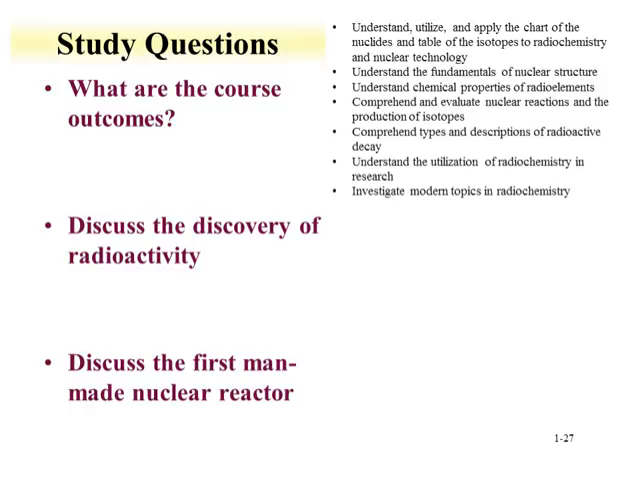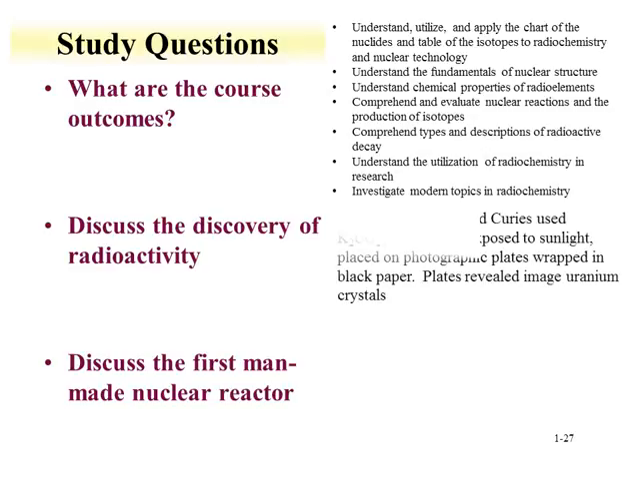Well, the course outcomes are understand, utilize, and apply the chart of the nuclides and table of the isotopes to radiochemistry and nuclear technology, understand fundamentals of nuclear structure, understand chemical properties, particularly radioelements, comprehend nuclear reactions and how isotopes are produced, comprehend and describe radioactive decay, the different types of radioactive decay, understand how radiochemistry is used in research and modern topics in radiochemistry.